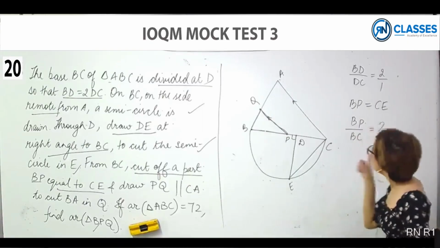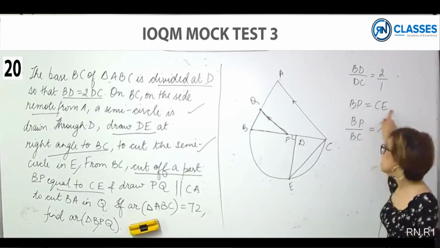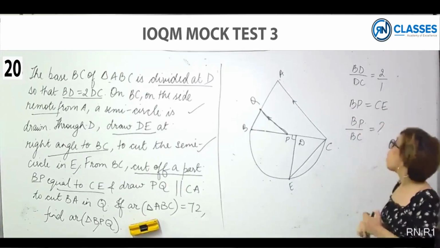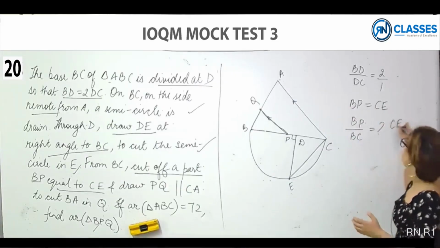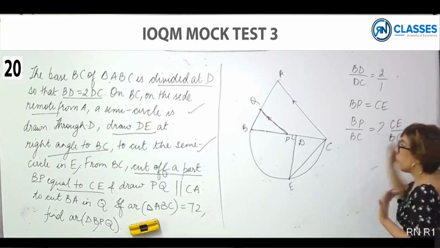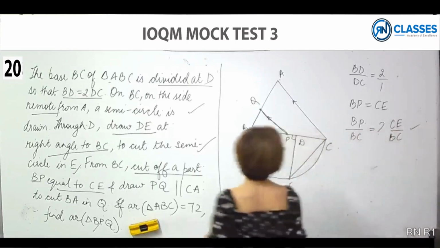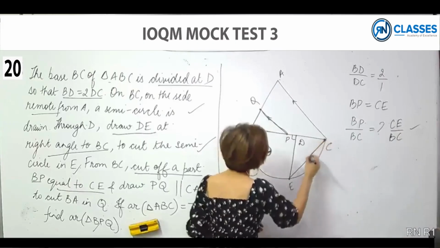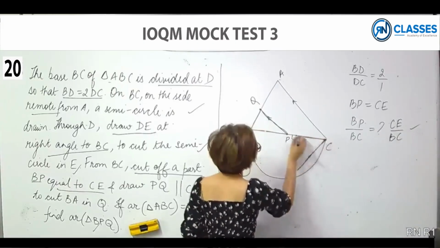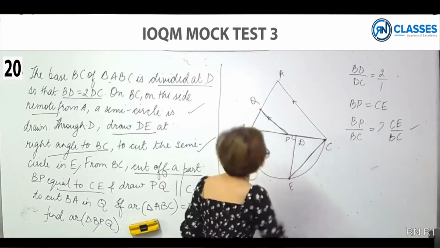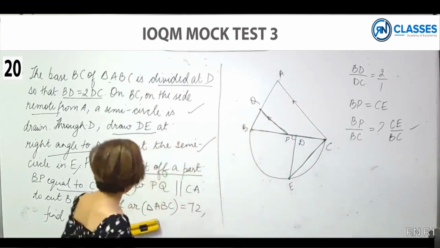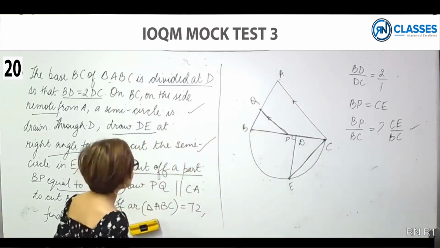Right? Now here, wait a second. He says BP is equal to CE. That means maybe somehow I can find CE by BC. Maybe. We don't know, but maybe. Which is a very peculiar thing. I need to find this by this. Okay. In order to find this, now what do I know? What can I utilize over here?